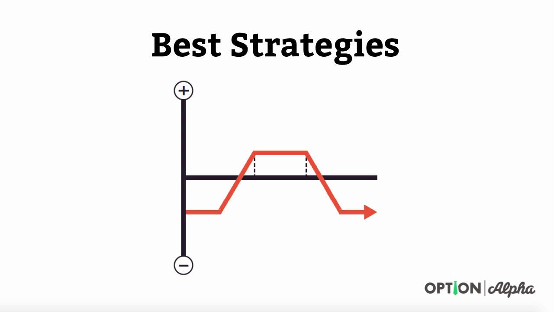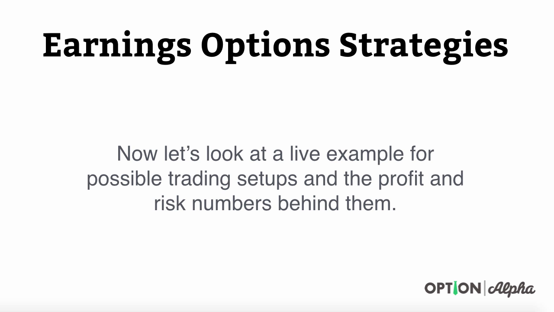So it's basically the same short strikes that we had above with the strangle, but now we've added protection on either side. This does reduce your overall potential profit because you have to buy those extra legs or those other sides of the trade. But this also gives you the ability to do the trade while putting up a little bit less capital in the process. So let's look at a live example for possible trading setups and then the profit and risk numbers behind each of the different strategies that we talked about.